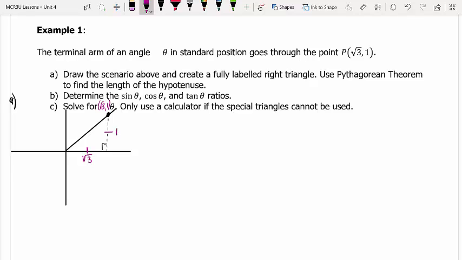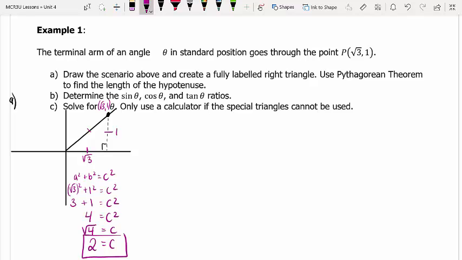Because √3 in the point is our x value, so that's the value of the side of the triangle that is generated from the x-axis, and the y value of our point is 1, so that's the side length of our vertical side. Let's finish labeling this triangle by finding out the length of the hypotenuse. So let's do Pythagorean theorem to find out that length. Okay, so we know that the hypotenuse has a length of 2 units. Okay, so we're done part A. We've drawn out this scenario, created a right triangle, and labeled all of the sides.